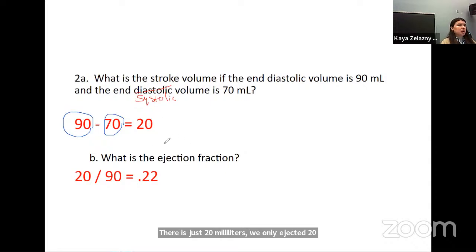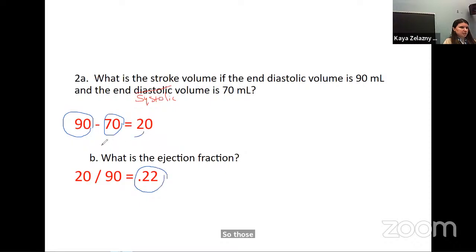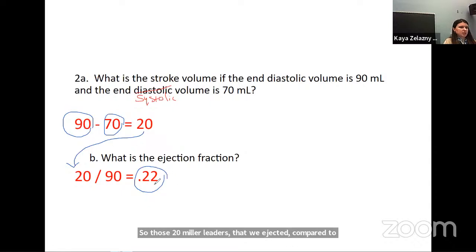So now we have a much lower ejection fraction than we did before. Those 20 milliliters that we ejected compared to the 90 milliliters that we filled with gives an ejection fraction of 0.22, or about 22%.